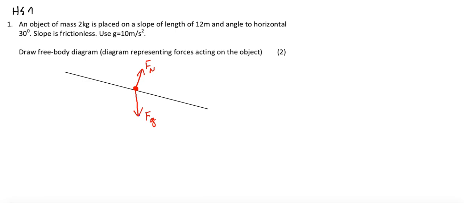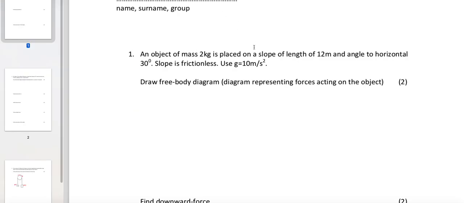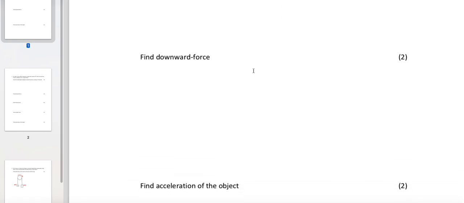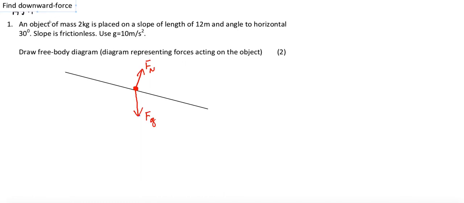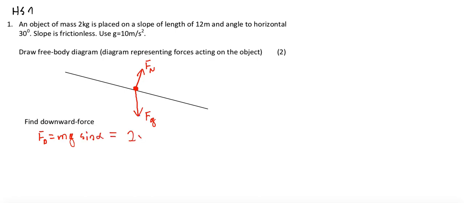Okay. The second question. Find downward force. In this case, you have to calculate. You can use the standard equation for downward force. So Fd is equal to mass times g times sine of the angle, mg sine. So this is 2 times 10 times sine of 30 degrees. If you use a calculator, it results in 10 newtons, and 10 newtons is the answer.